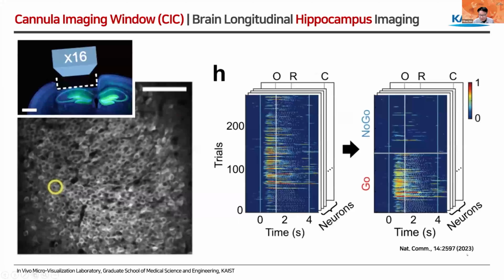So this is one example, a published work. From the hippocampus, we can identify all these different hippocampal neurons, and then we can track their calcium signal over time in individual neurons.